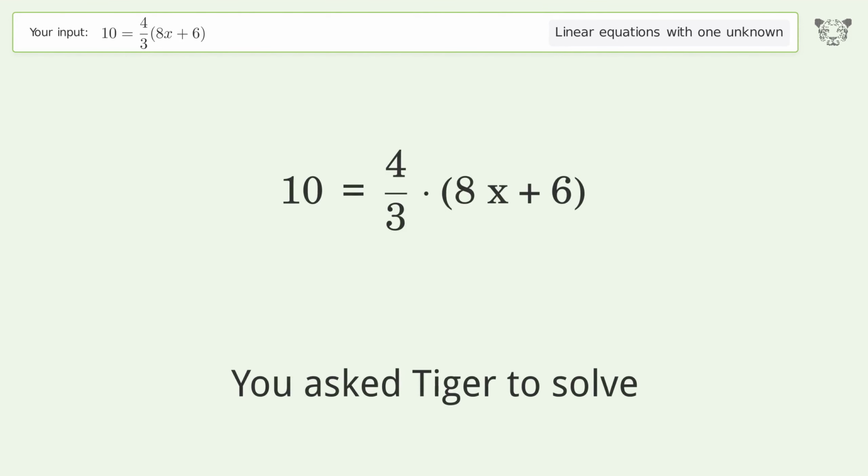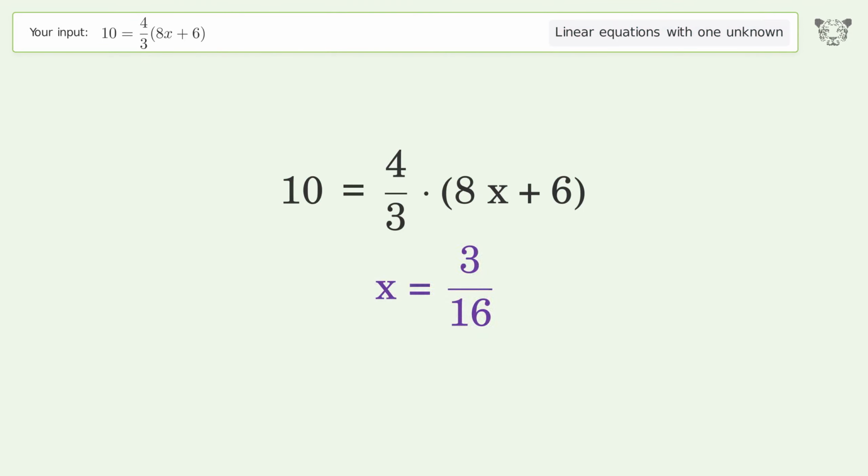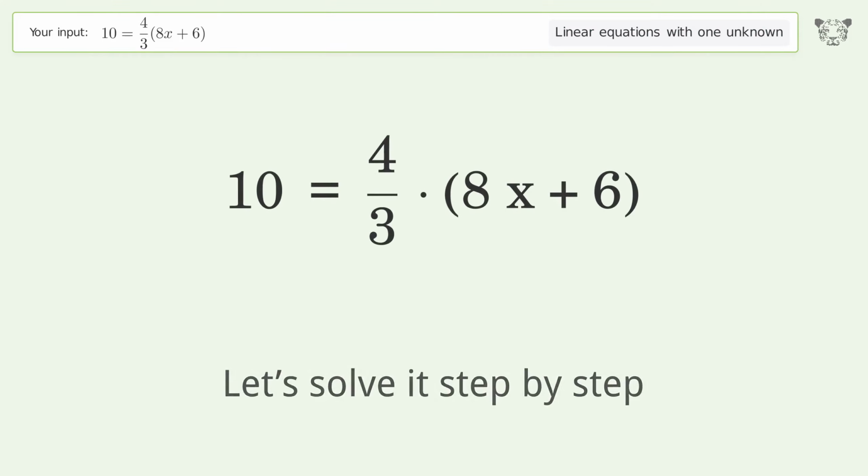You ask Tiger to solve this. It deals with linear equations with one unknown. The final result is x equals 3/16. Let's solve it step by step.